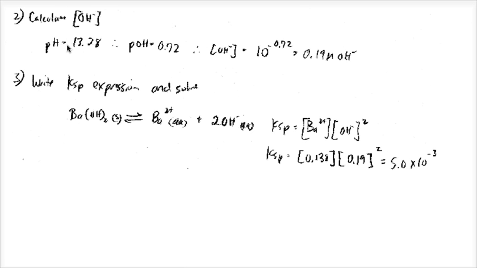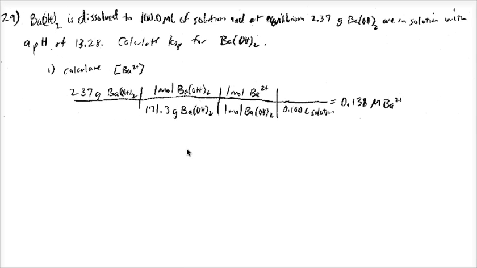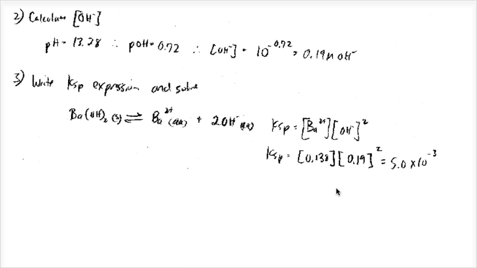The hydroxide ion, a little easier as long as you remember some stuff from the previous couple of chapters, 13 and 14. If the pH is 13.28, you can find the pOH, and from the pOH you can find the concentration of the OH ions, and then you just plug in your values. Since you know the concentration of the hydroxide, that drops right in here. We found in the number 1 on the previous slide the concentration of the barium, as found here in number 1, you can just plug in your total values and get a Ksp of 5.0 times 10 to the negative third.